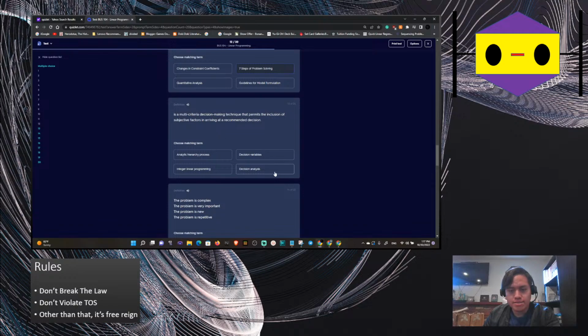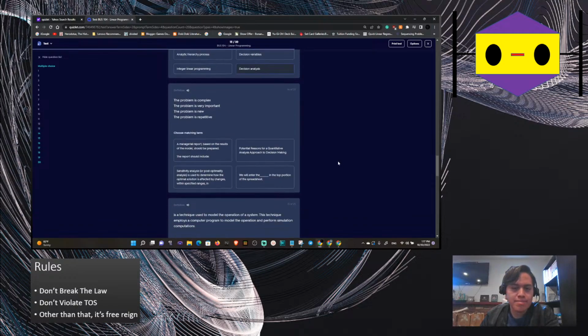decision analysis. Problem is complex, problem is important, problem is new, problem is repetitive. Those are potential reasons for a quantitative analysis approach to decision making.